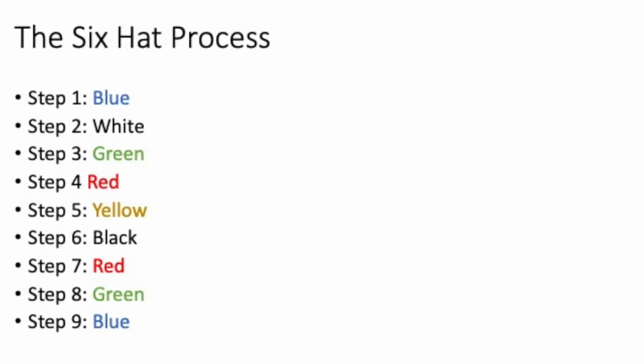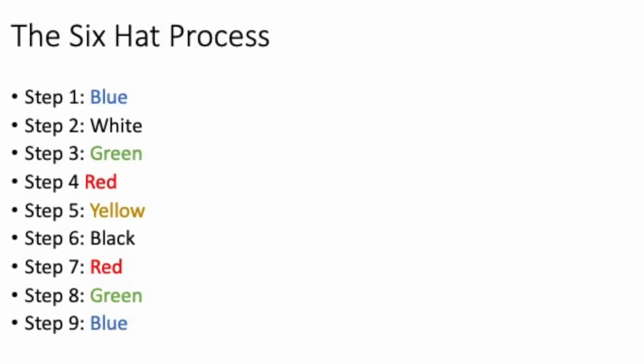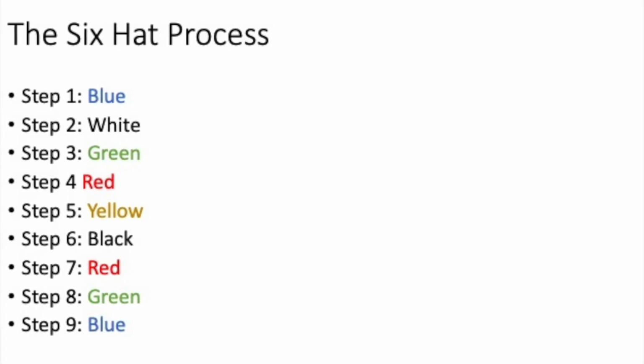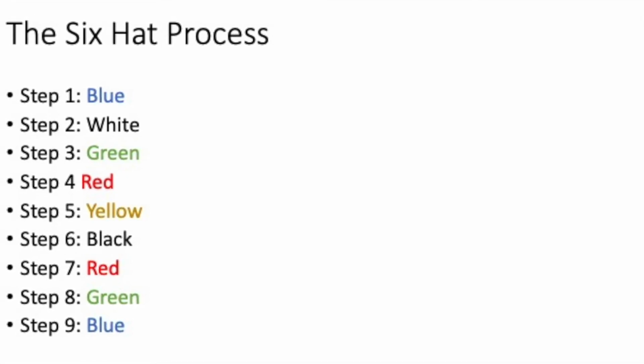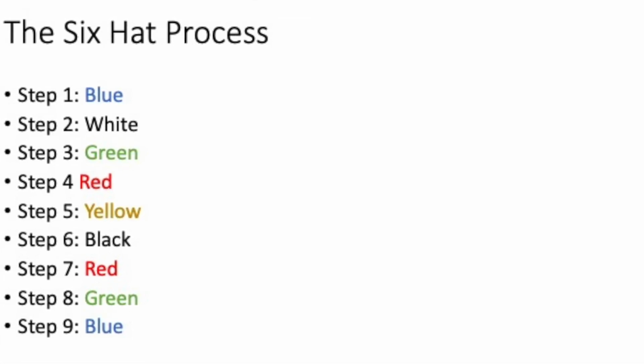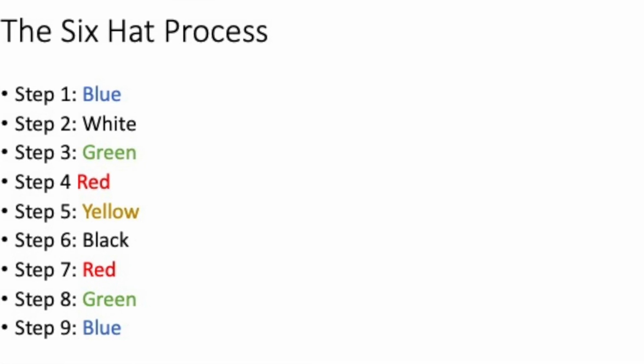The team then returns to wearing the red hat to determine everyone's gut feeling or intuition regarding the solution after the yellow and black hats present the benefits and risks. Afterwards, the team returns to the green hat stage to determine if there are ways to overcome any of the issues presented while wearing the black hat. Finally, all team members return to the blue hat phase to summarize and plan the implementation of the solution and then adjourn the meeting.